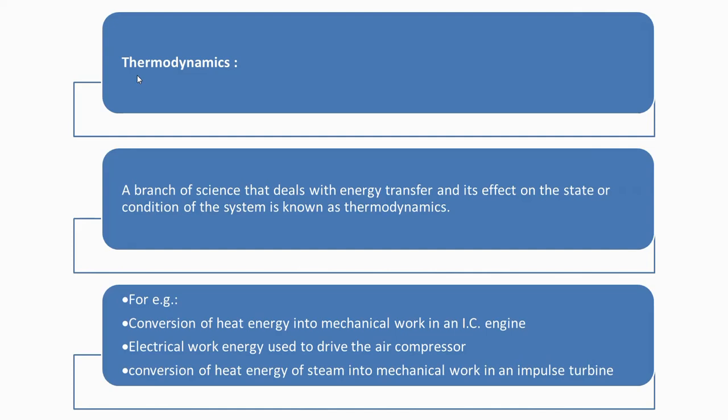Similarly, in a steam turbine power plant, high pressure, high temperature superheated steam is allowed to expand on the turbine blades, and the turbine rotor starts rotating, and that mechanical energy is converted into electrical energy when the shaft is coupled to the generator. So this is the way of energy transfer. This entire branch is known as thermodynamics.